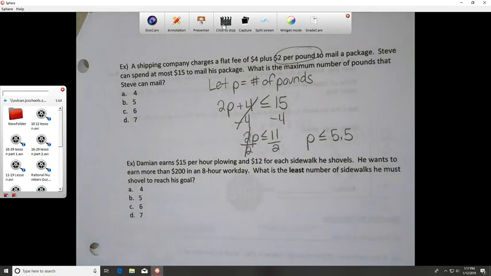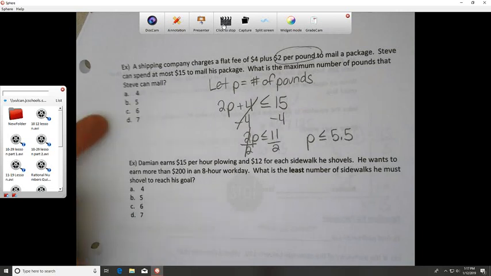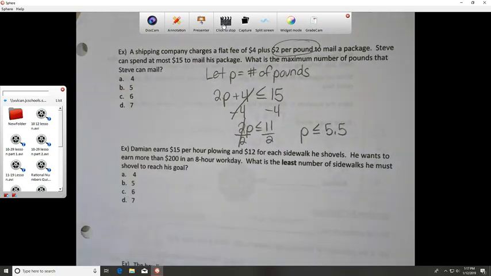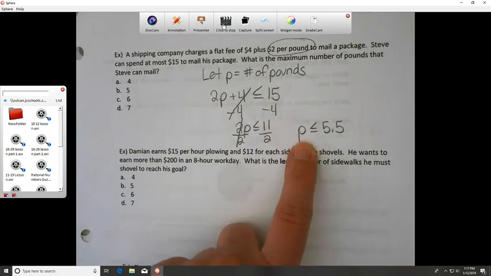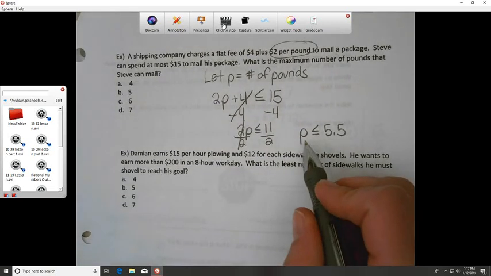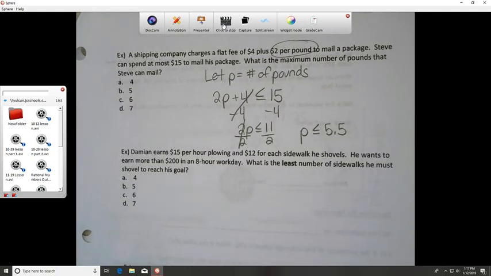All right, now 5.5 is not an answer. So we've got to figure out, are we going to bump this up or are we going to bump it down? So P is the number of pounds. So this is saying the number of pounds has to be less than or equal to 5.5.